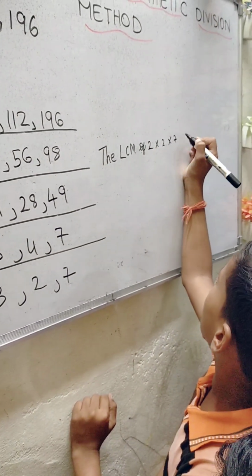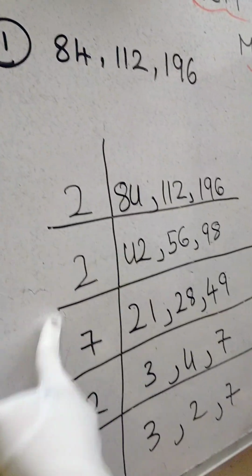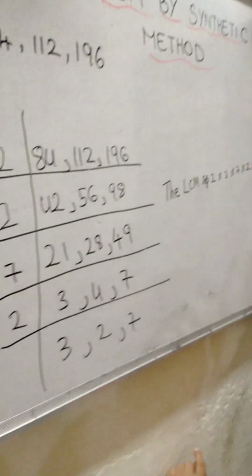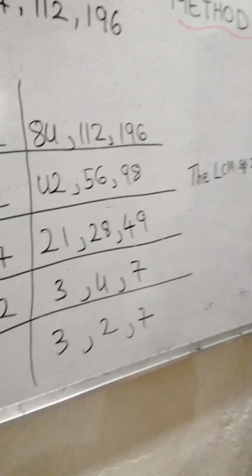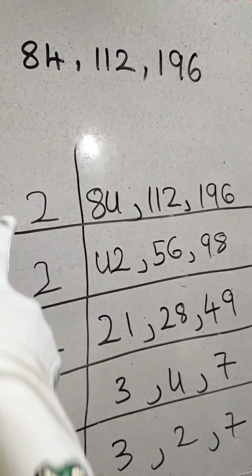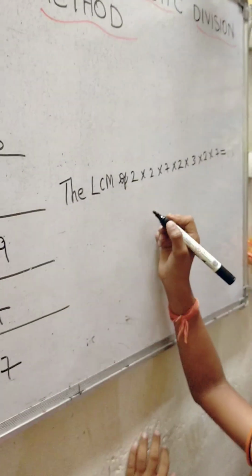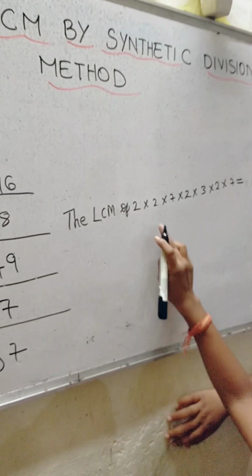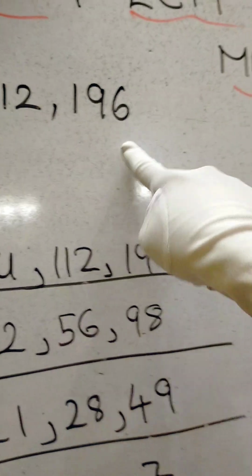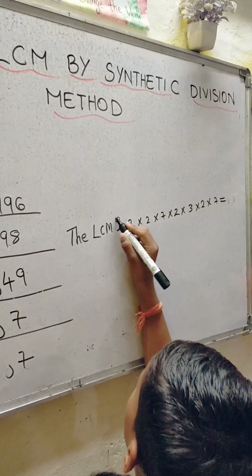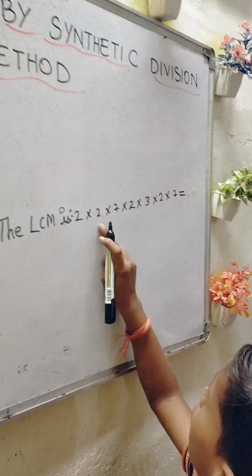So the LCM is the product of all the prime divisors. See, these are the prime divisors, along with the co-primes in the last row. See, LCM is the product of all the prime divisors along with the co-primes in the last row. Okay. The LCM is, you have to write these numbers then. Okay, come on. Multiply them. 4, okay.